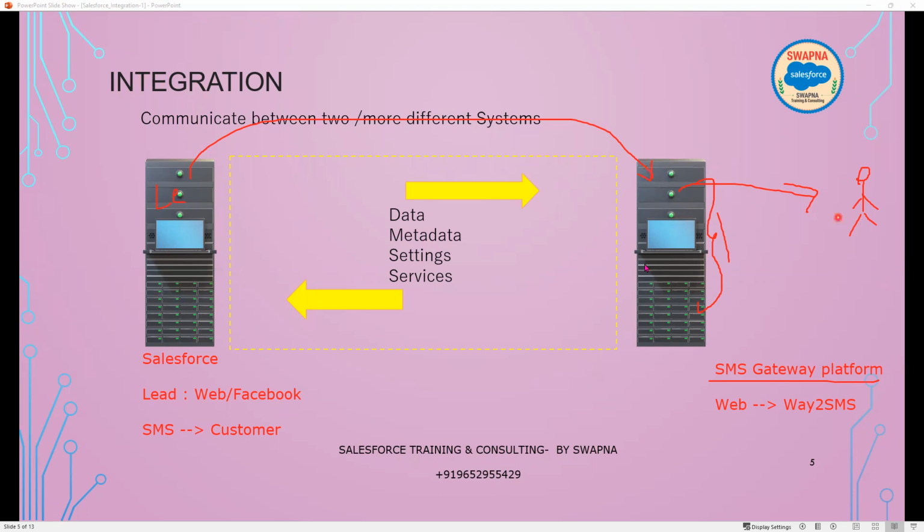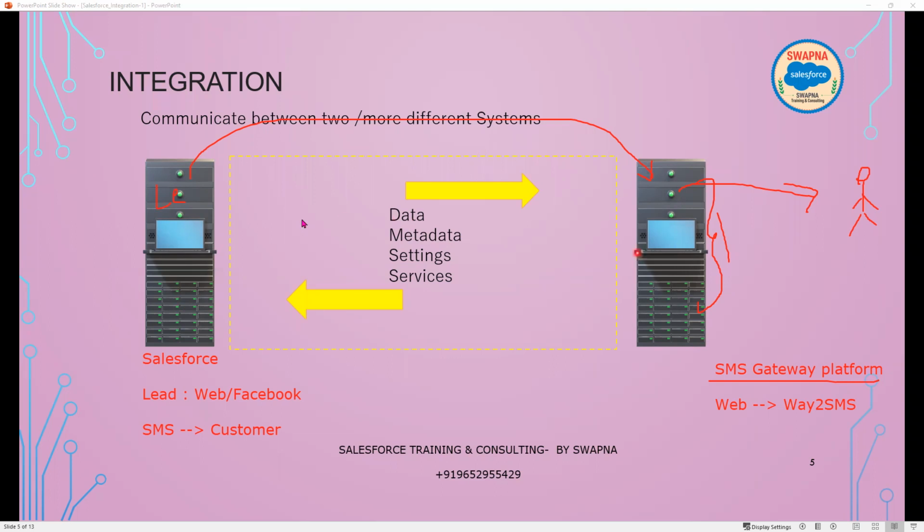To pass the data, we are passing the lead data because the SMS gateway platform needs customer information, for example, a phone number. So basically, we are sending the data to the SMS gateway. That feature is not available in Salesforce because an SMS gateway platform is not available in Salesforce. So one way of integration is to exchange the data.